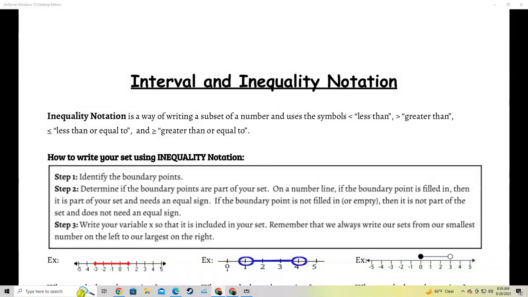Today's notes are on interval and inequality notation. You should have seen inequality notation before, but interval notation might be a little bit new. So let's do the old stuff first.